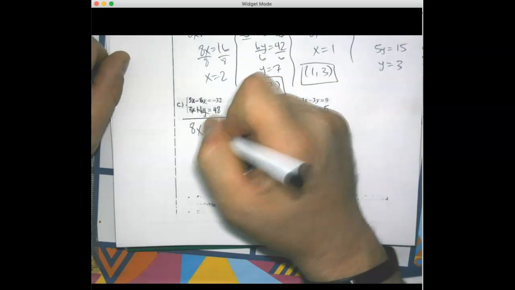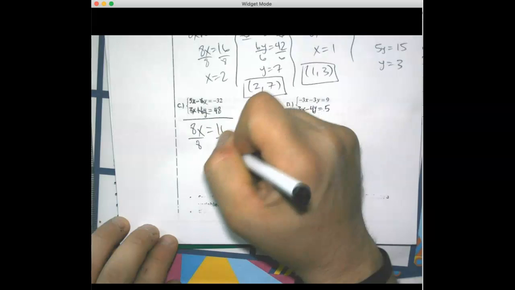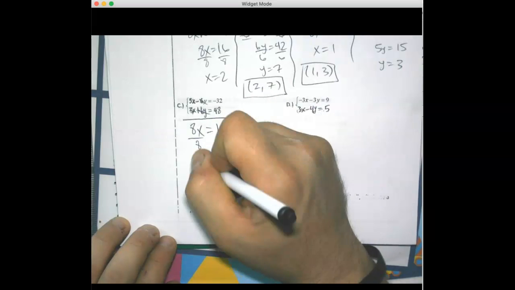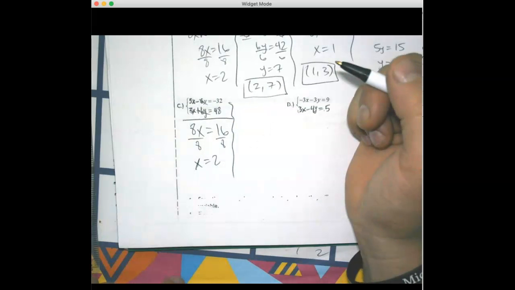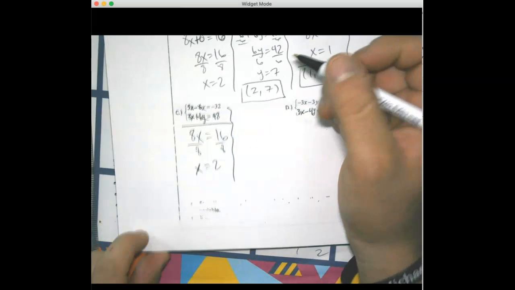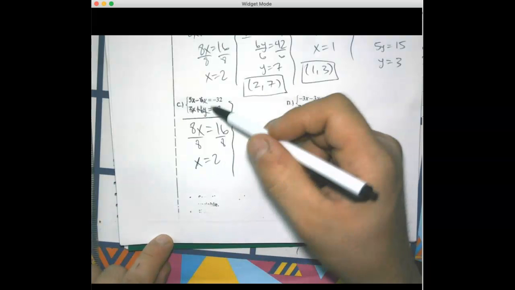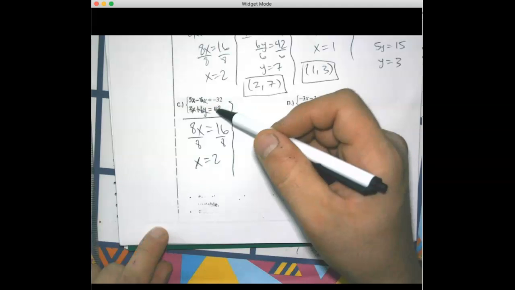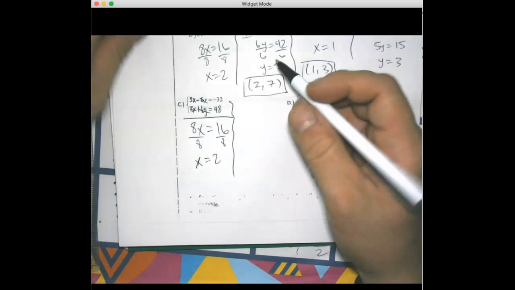Negative 32 plus 48 is 16. Divide, and you will have x equals 2. And then remember, from here it's the same as solving by substitution. In substitution, once I get one of the variables, I would go back, plug into one of the original equations. So solving by elimination, it's only the beginning that's different. It ends the same as substitution.